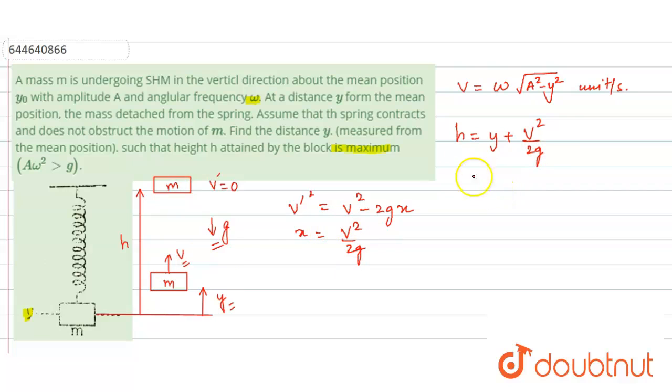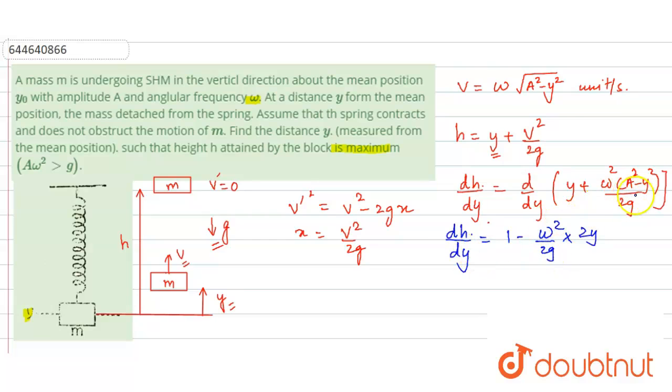So we will add. Now we have to find what is the value of y for which the height attained by the block is maximum, right? Now for maximum or minimum, we have to differentiate this equation. Let us differentiate dh divided by dy. Now let us put the value of v squared. So v squared is simply omega squared times A squared minus y squared, divided by 2g.